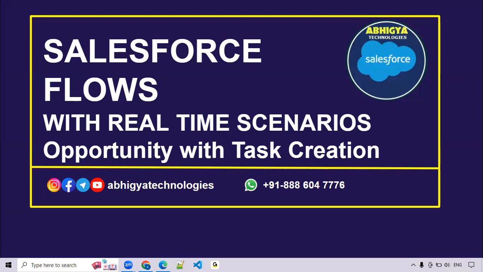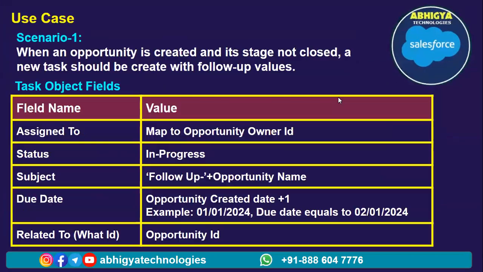In today's video, we will learn another practical flow scenario. So here is our new use case. The use case contains two different scenarios, and we can discuss them one by one. The first scenario is: when an opportunity is created and its stage is not closed, we need to create a new task with the following values.